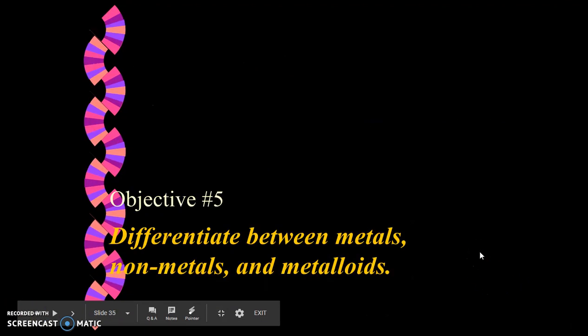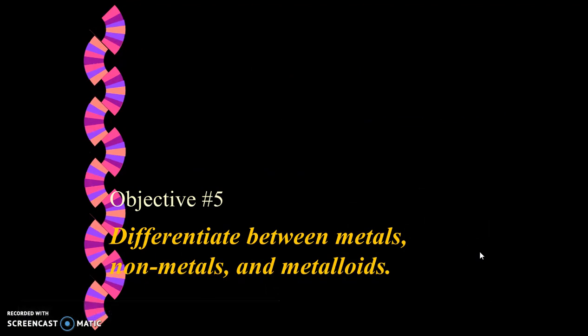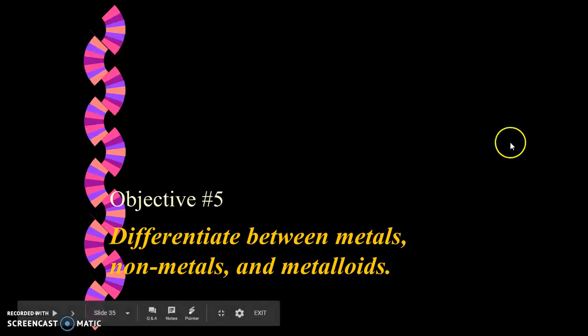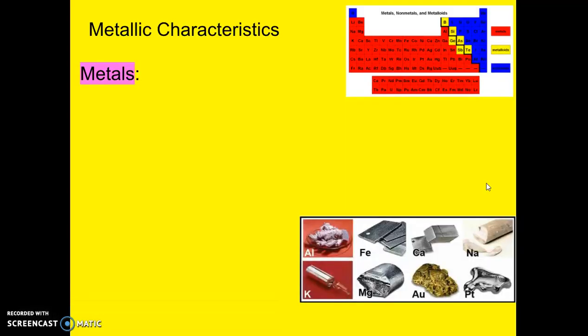All right, objective number 5, differentiate between metals, nonmetals, and metalloids. I'm going to show you guys examples of metals, nonmetals, and metalloids just so you can see them. And we are going to label the dividing line on your periodic table. It'll be the first thing we label on your periodic table. But here's some basic characteristics of metals. This should be review for you.